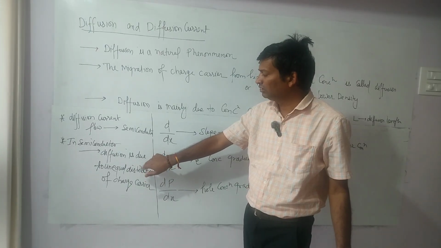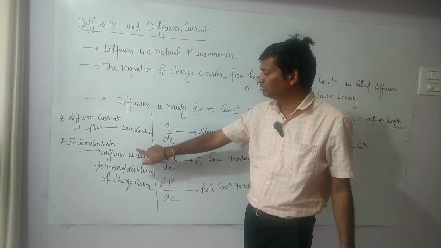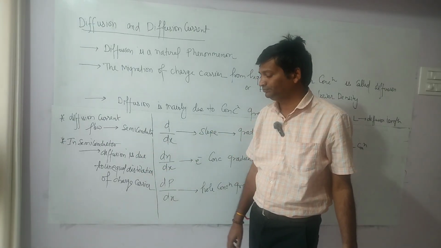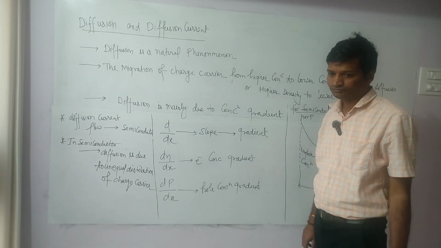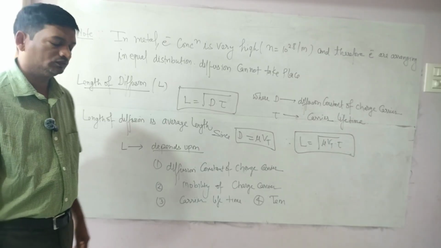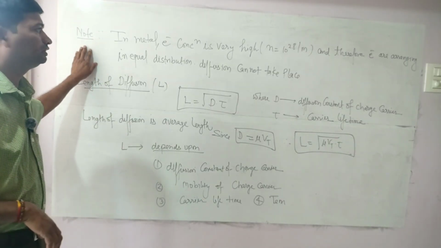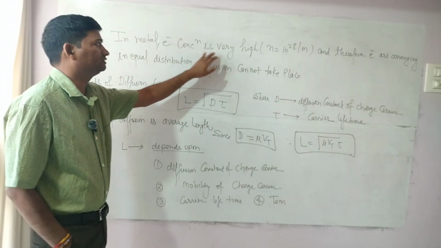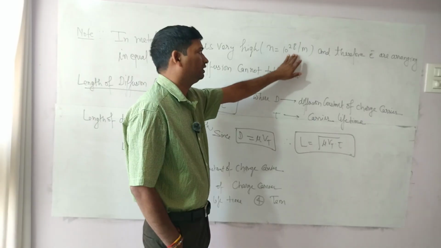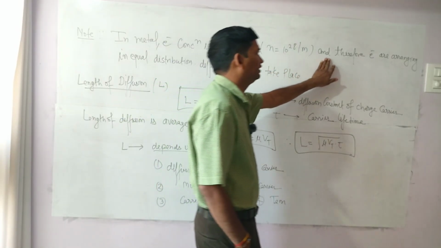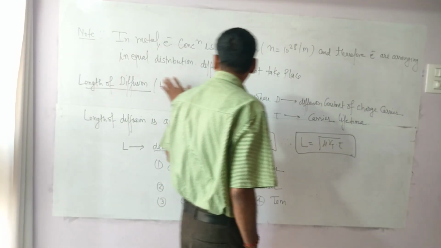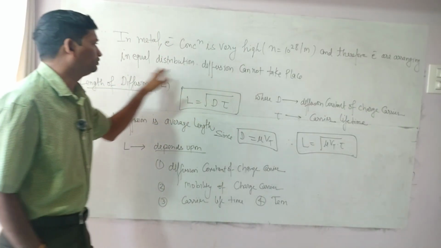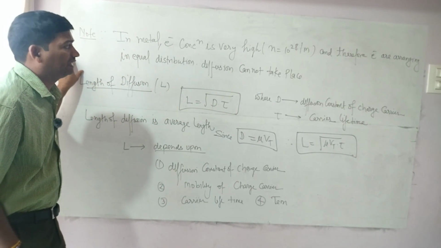How can diffusion be justified? Suppose that in a semiconductor material, only the diffusion process exists. So why does diffusion not occur in metals? This is the reason. In metal, the electron concentration is very high, equal to 10 to the power 28 per meter cubed, and therefore electrons are arranged in an equal distribution. So diffusion cannot take place in metal. Diffusion only occurs in semiconductor material.